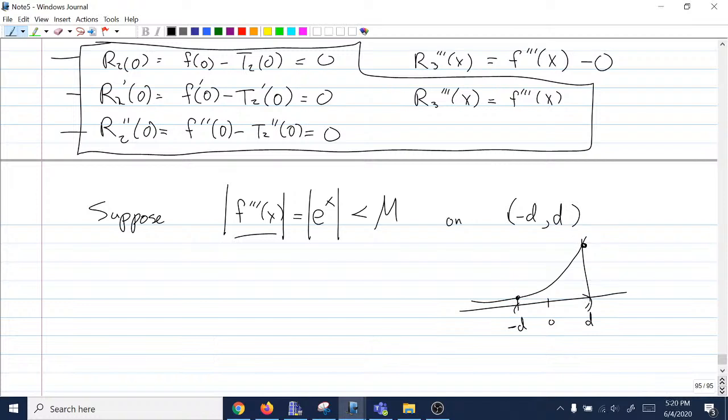I'm going to say the biggest that the third derivative of e to the x ever gets is m. I can say what my m value is here. My m value here is e to the d. The biggest that e to the x gets between negative d and d is the value it takes on the right, because it's an increasing function. So that's going to be e to the d. So I know that the third derivative of f of x in absolute value is less than m on the interval from minus d to d.